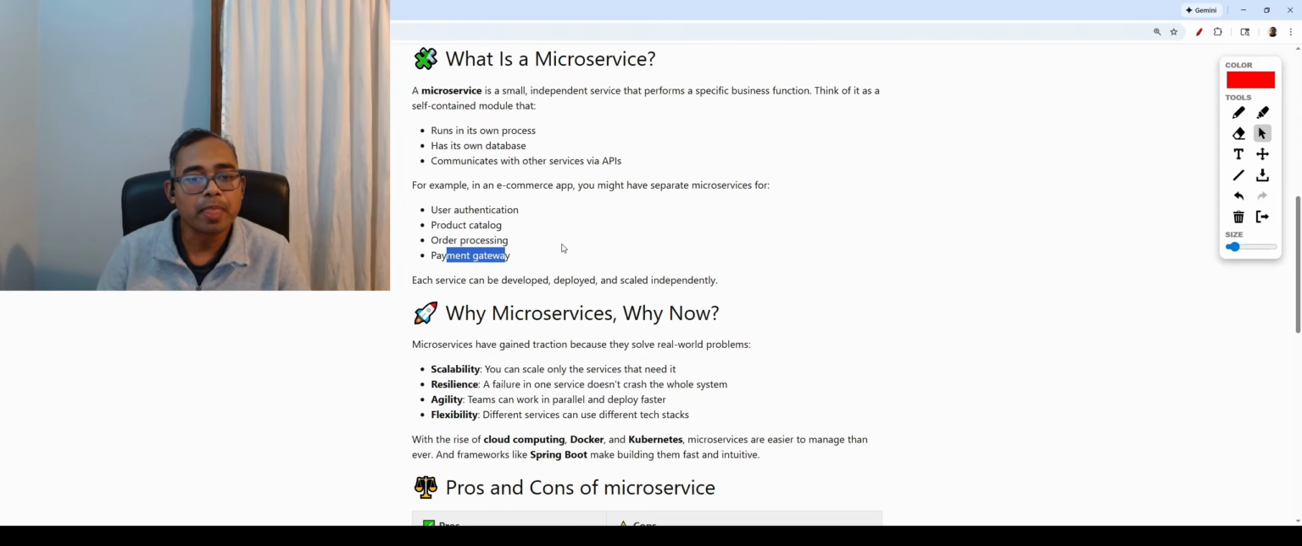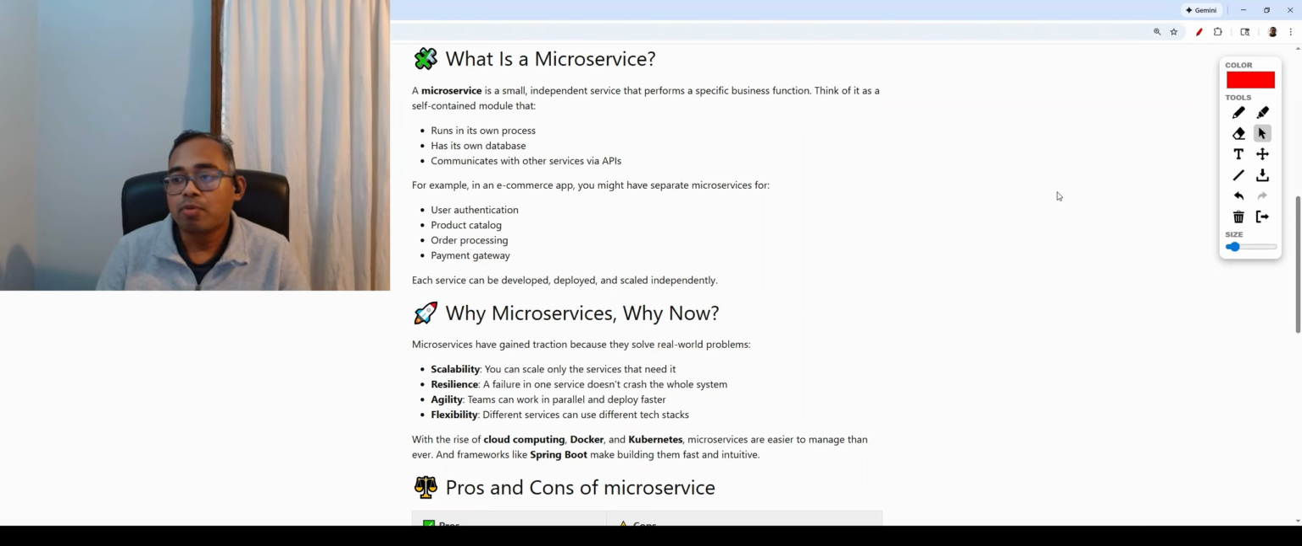If you make them separate, all independent processes, each with a separate database, then we can call them microservices. And how will these microservices interact with each other? They will interact with each other by API calls or REST service calls.